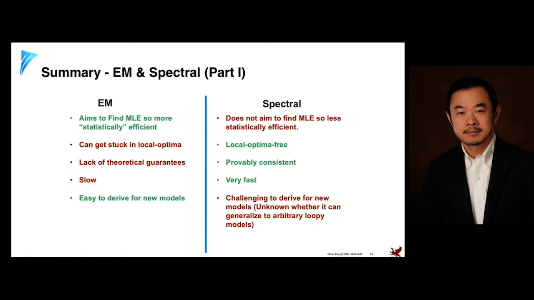It's straightforward. The spectrum technique is almost an exact complement of that. It is not trying to find an MLE for those hidden states, and also for the generative processes. It is directly about finding out the joint configuration of the observations. Therefore, it does not have any local minima. It is consistent. It is very, very fast. But again, it is very challenging to derive, for new models, how to factorize.